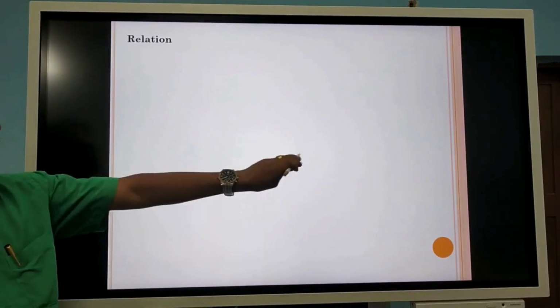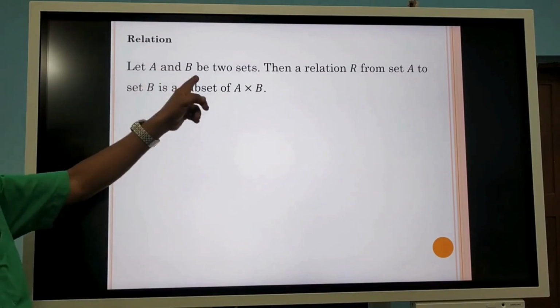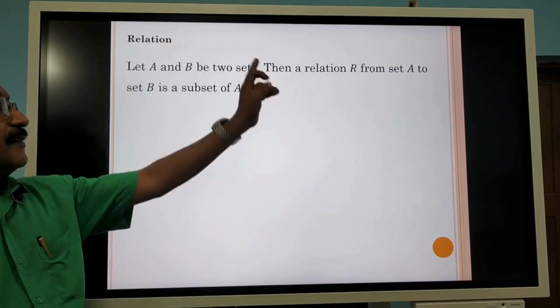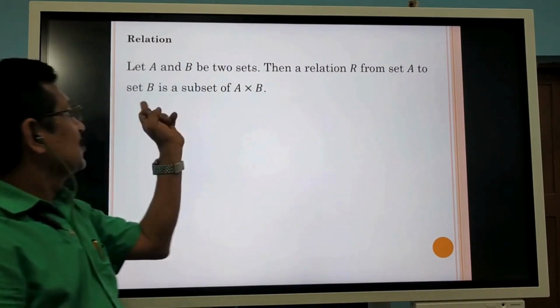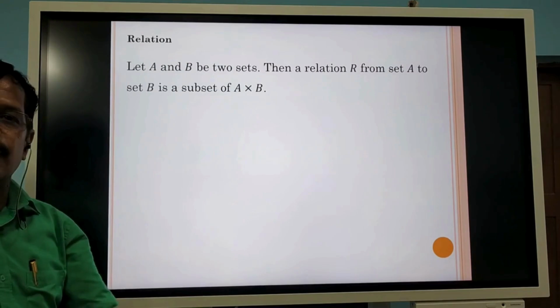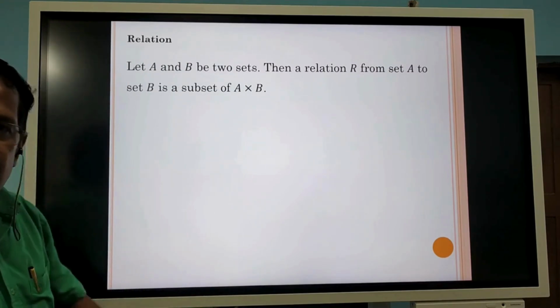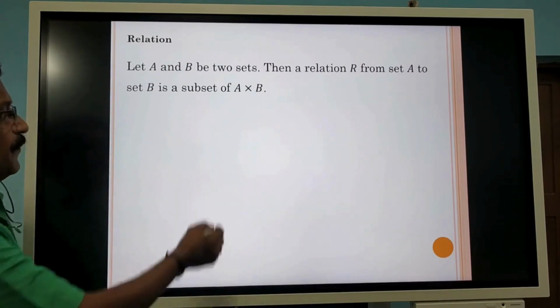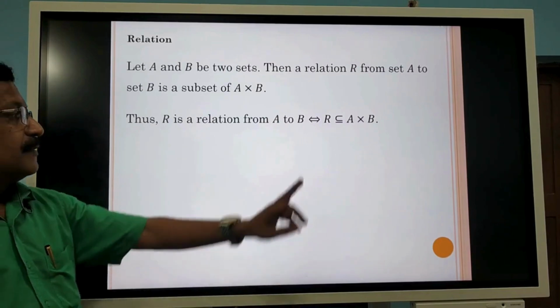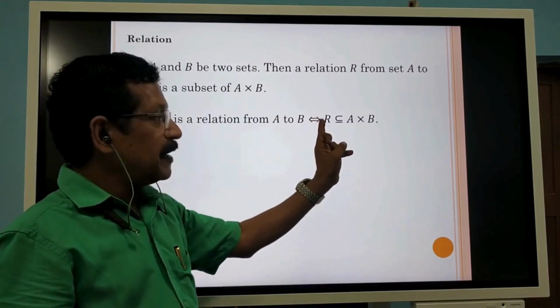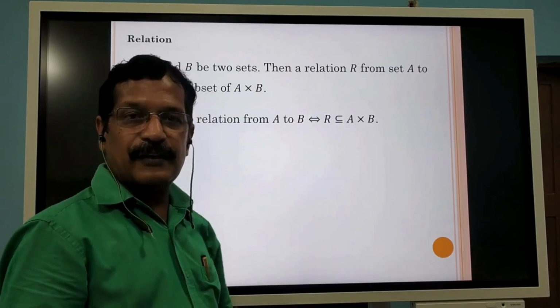Relation. Let A and B be two sets. Then a relation R from set A to set B is a subset of A cross B, as we have just discussed. Thus if R is a relation from A to B, it implies R is a subset of A cross B.